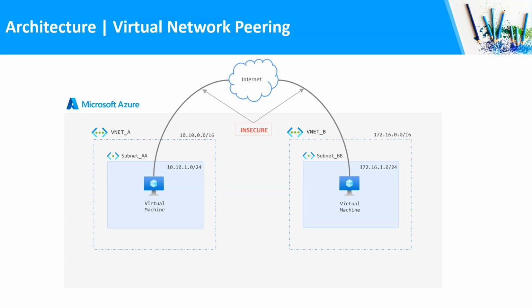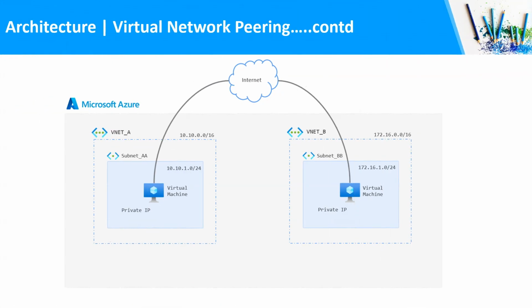Now, let's understand the same connectivity with the help of VNet peering. Now, with the same architecture in place, we are creating a peering connection between VNet A and VNet B. With this setup in place, now the virtual machines in different virtual networks can connect directly using their private IP addresses more securely. Public connectivity is no more required here, and of course, we can disable the same as well.